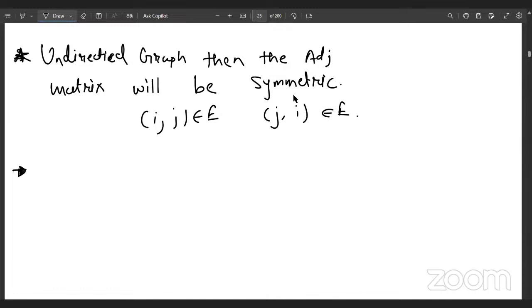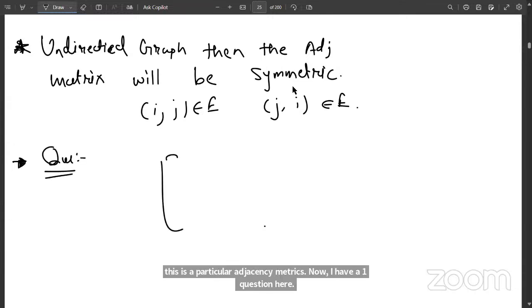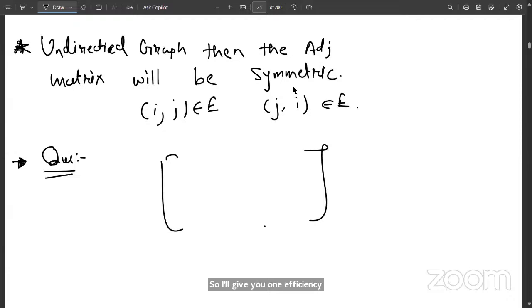So let's start. For this, I need your answers. This is a particular adjacency matrix. Now I have one question here. I will give you one adjacency matrix, named to be this one. And here you have to answer the question. You have to draw the graph using this particular adjacency matrix. Okay, so 0, 1, 0, 1, 0.